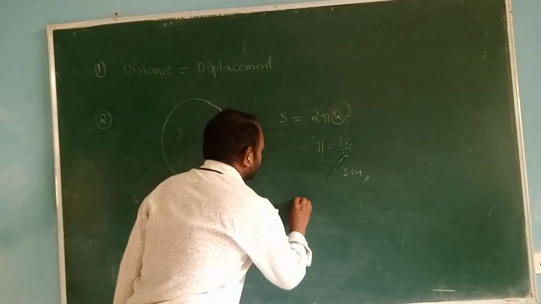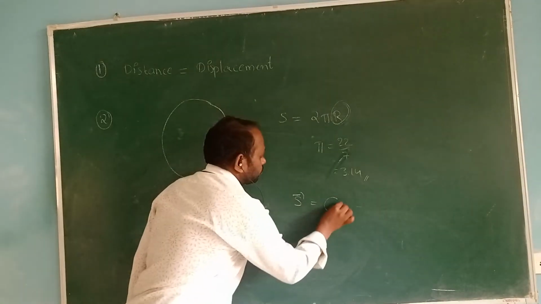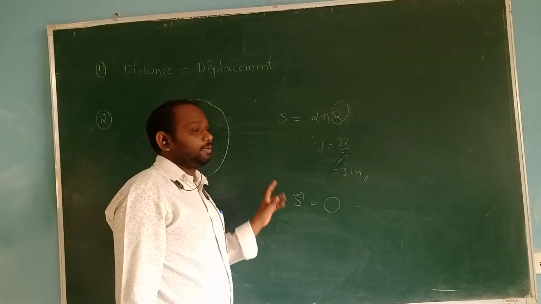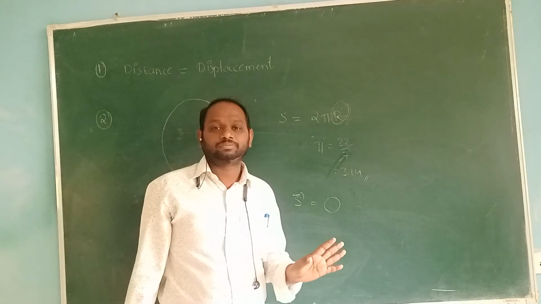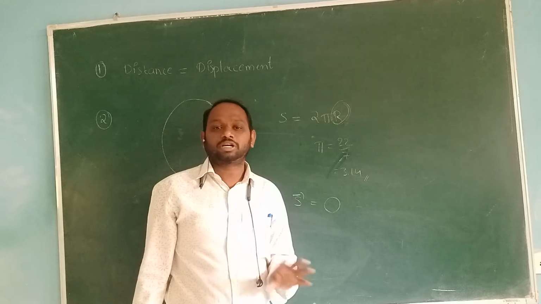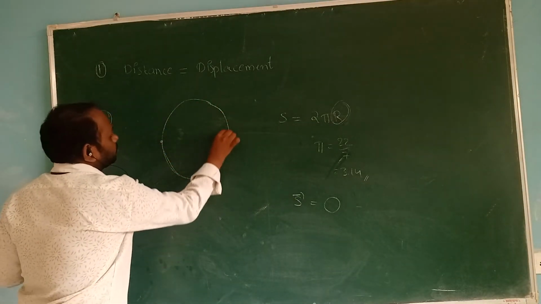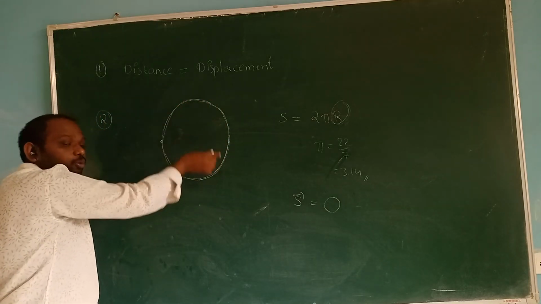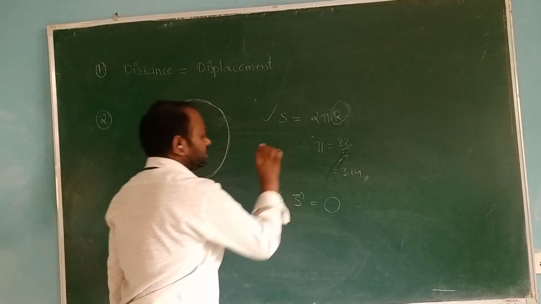What about displacement? Displacement is 0. Keep this in your mind: when the initial point and final point are both the same, the displacement will be 0. So when the particle starts moving like this and again comes to the same place, the initial point and final point are the same, and displacement is 0. This is about distance, and this is the displacement.